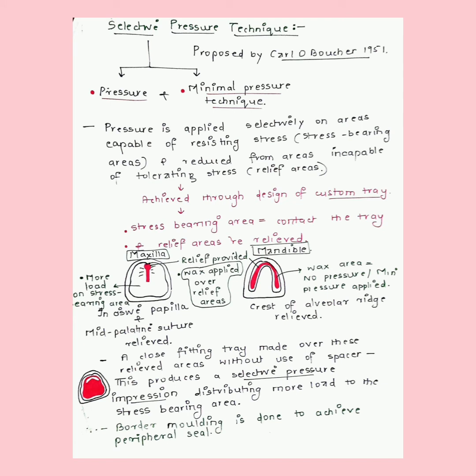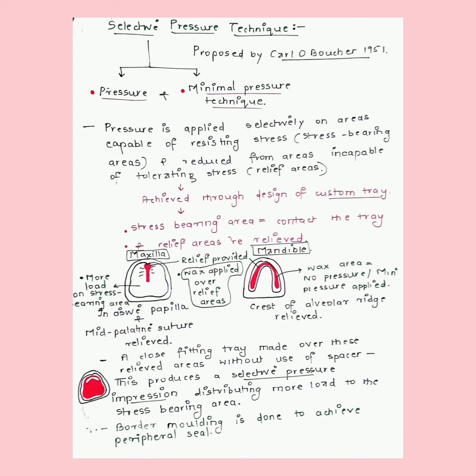Like I said, mucosal topography is not uniform. Some areas will have thinner mucosa, some will have thicker, and thus there is a need for applying pressure selectively. And we achieve that with the help of spacer or using different designs of spacer. However, views of different authors on how to achieve selective pressure are different.